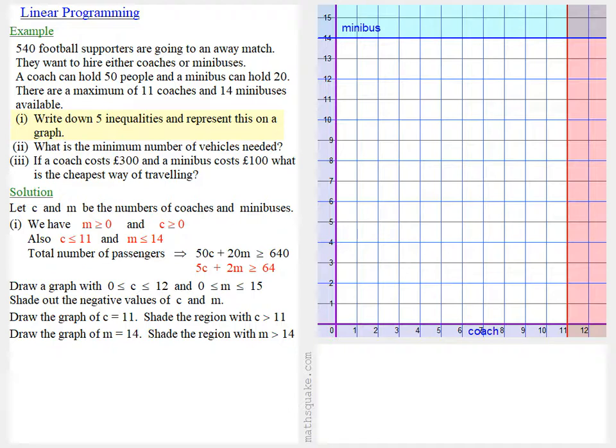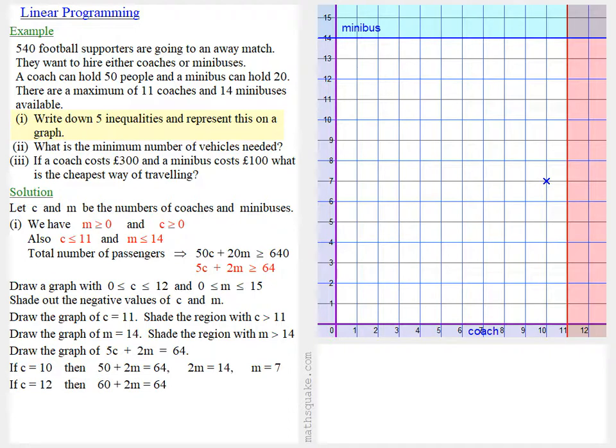And finally, we want to draw the graph of 5C plus 2M is greater or equal to 64. To do that, we first draw the line 5C plus 2M equals 64. Now to do this, choose some points. If C is equal to 10, then we have 5C, which is 50, plus 2M equals 64. So 2M is equal to 14, which means M is equal to 7. And so we plot the point 10, 7.